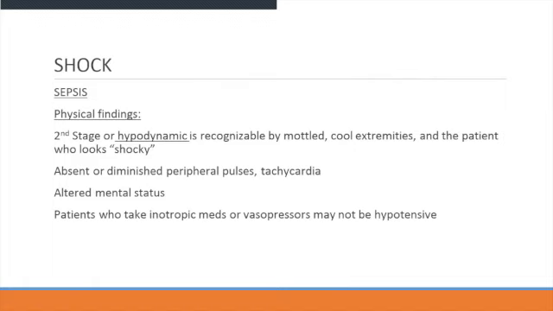It says here, patients who take inotropic medications or vasopressors may not be hypotensive. With vasopressor medications, instead of actually working on the heart, these are typically your patients that suffer from chronic hypotension. A lot of times they'll give them medication that will help constrict the vessels so it can increase preload and improve cardiac output.